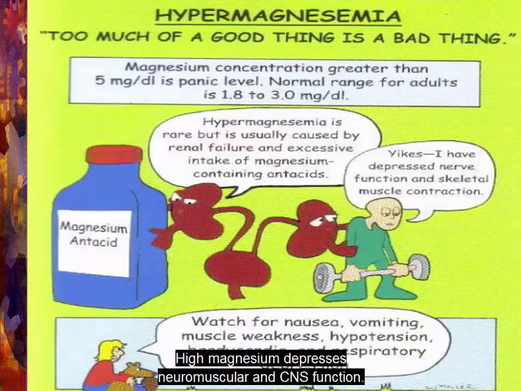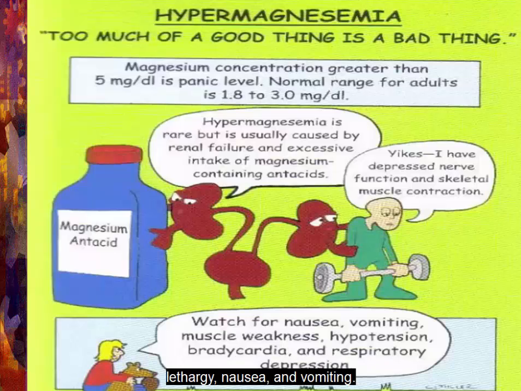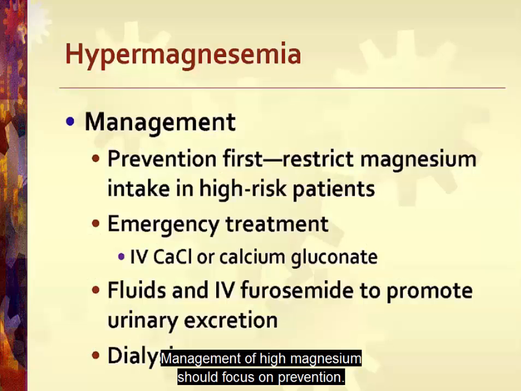High magnesium depresses neuromuscular and CNS function. The initial clinical symptoms of a mildly elevated serum magnesium concentration include lethargy, nausea, and vomiting. As the levels of serum magnesium increase, deep tendon reflexes are lost, followed by somnolence, and then respiratory and ultimately cardiac arrest can occur. Management of high magnesium should focus on prevention.